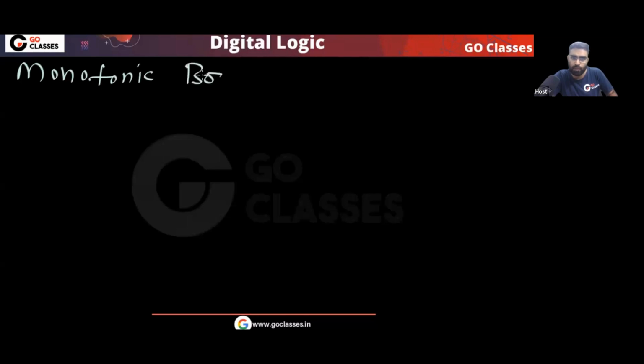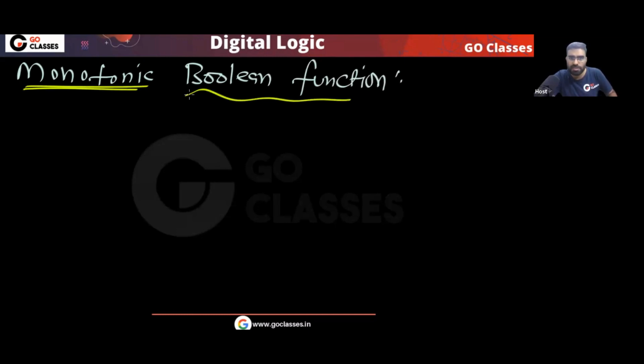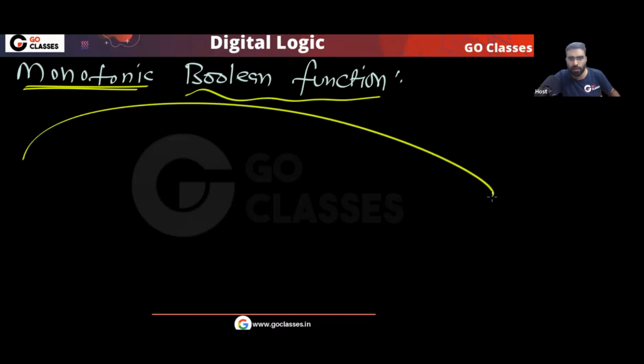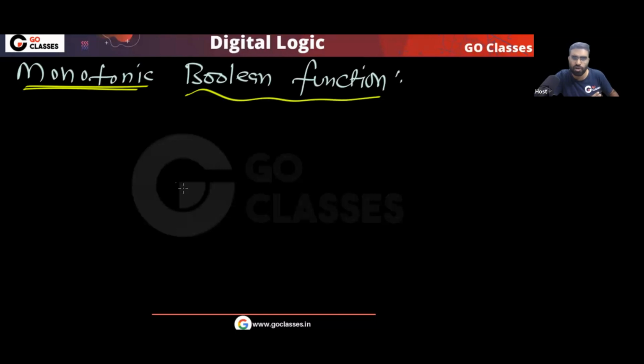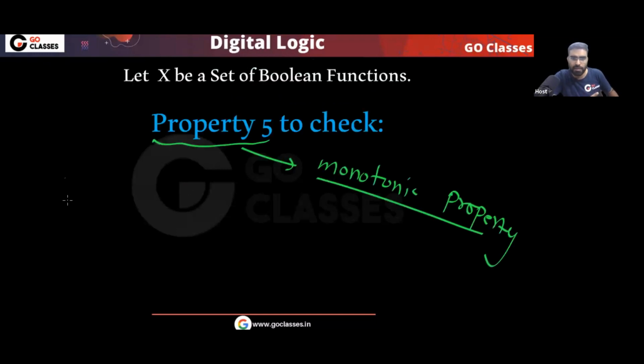Monotonic Boolean function. This definition I will tell you. Don't worry about the definition right now. What is the definition of a monotonic Boolean function? Don't worry about it, but let's directly see the result. The result number 5. What is that?